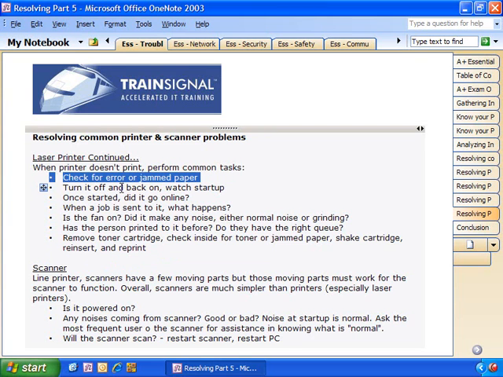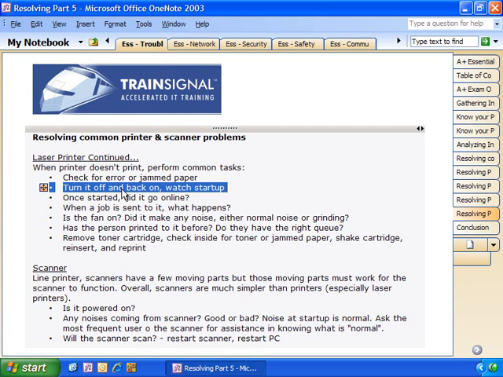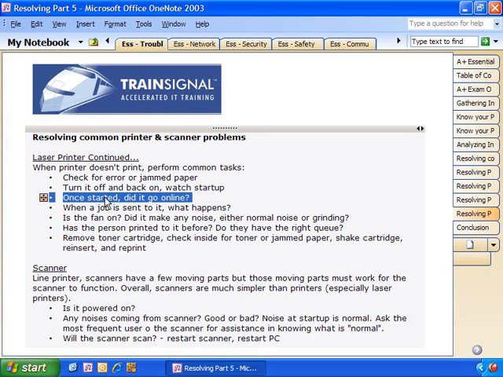If you have to, turn it off and back on, and watch the startup to see if there's some sort of error that happens when the printer starts up. Now, once it started, did it go online? Make sure it went online. If your printer's not online, it's not going to print.